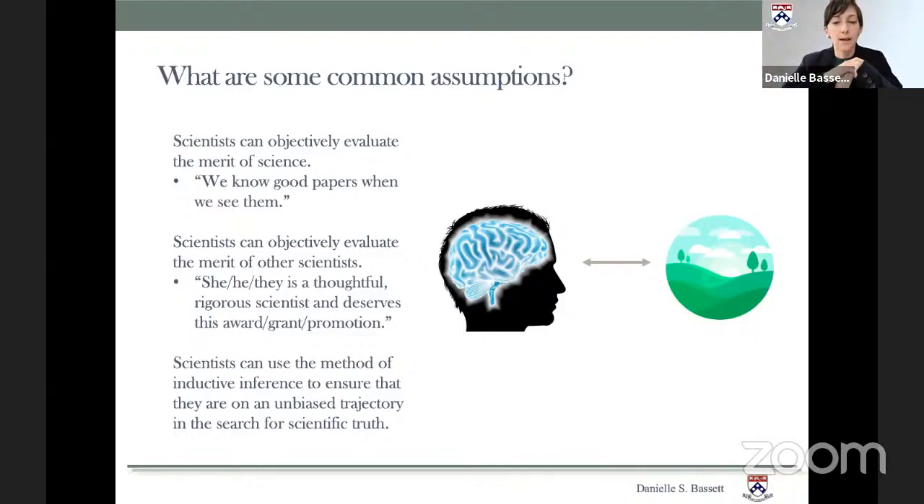Number two, scientists can objectively evaluate the merit of other science. So she, he, or they is a thoughtful, rigorous scientist and deserves this award, grant, or promotion. And maybe a third assumption is that scientists can use the method of inductive inference to ensure that they are on an unbiased trajectory in the search for scientific truth. So each of these assumptions kind of lay out a picture of a scientist as very objective and very rational, and typically not affected by typical human weaknesses.